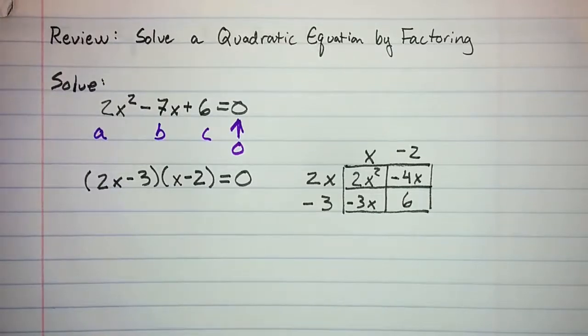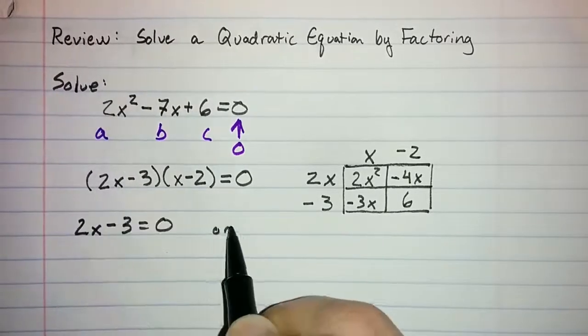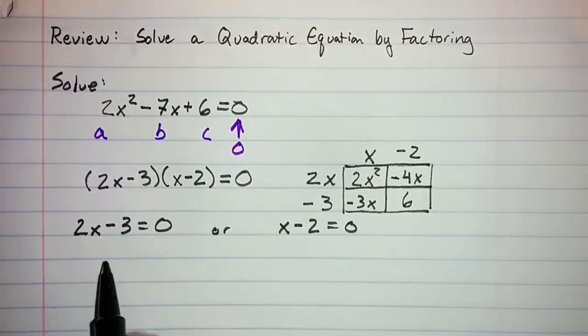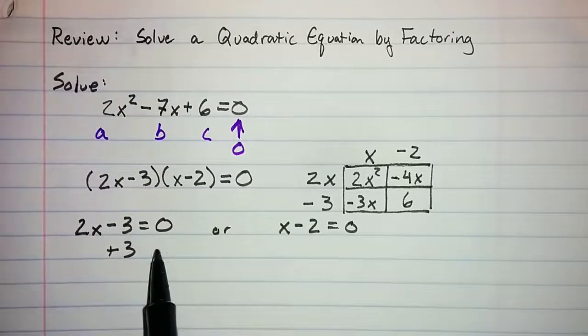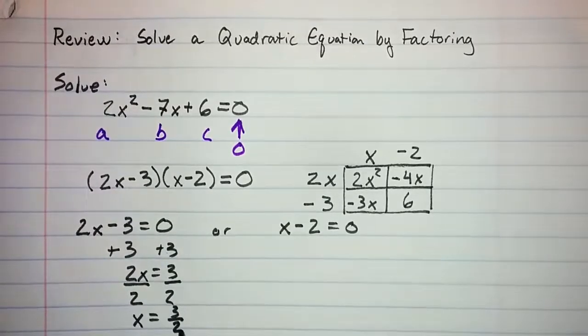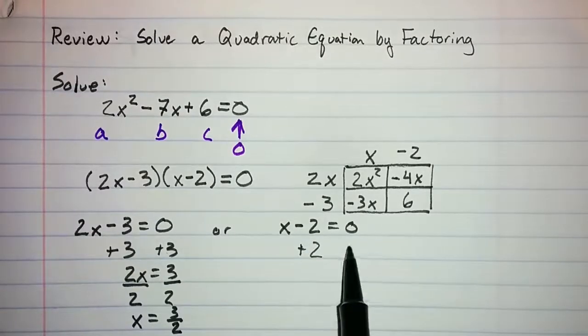And now using the zero property, we know that if the product of these two numbers is 0, either the first one is 0 or the second one is 0. Let's see, over here we'll add 3 on both sides, divide both sides by 2, and we'll get x equals 3/2 as a solution. Over here we'll add 2 on both sides, and we'll get x equals 2 as a solution.